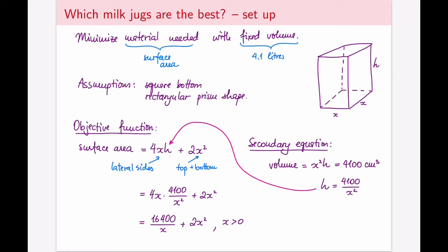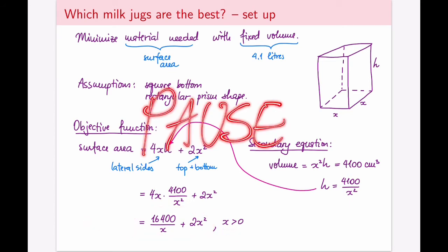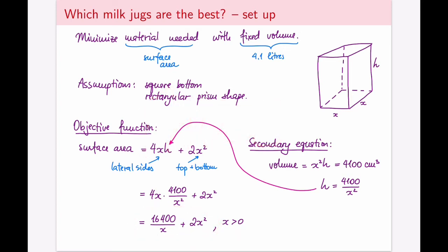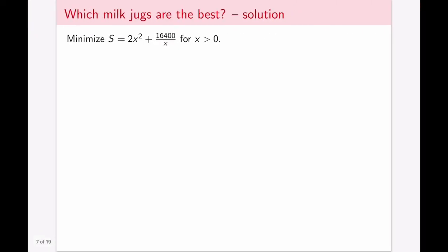What is coming up is simply calculus. I am minimizing this function for x greater than 0. So pause the video here and actually go through the calculus tools that we have learned in order to find the minimum of this function for x greater than 0 to figure out what the shape of the jug is going to be. So back to the solution.